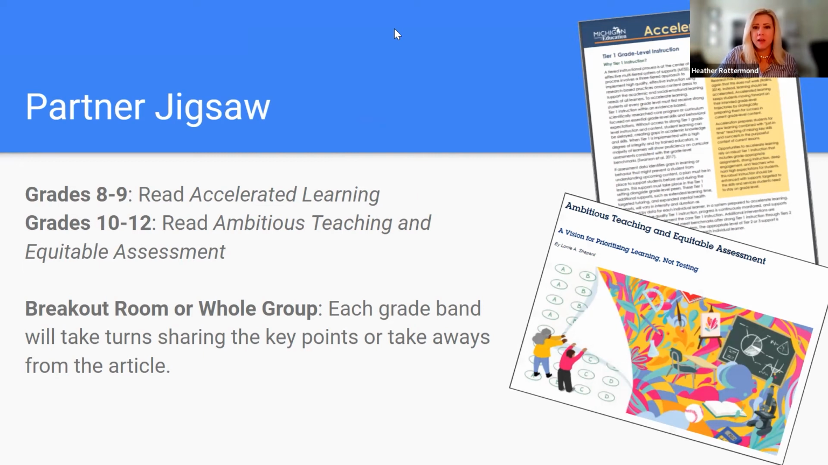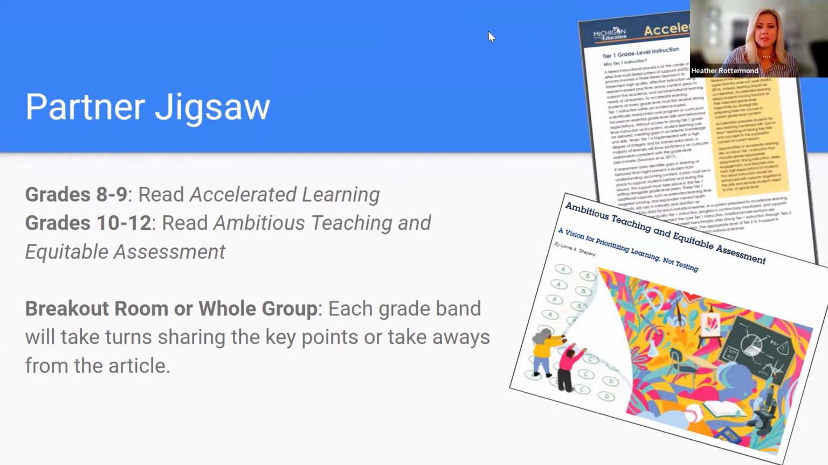There's an article on accelerated learning, which was put out by the Michigan Department of Education. And it's all about what are the characteristics, like what do we mean when we say high quality tier 1 instruction? The other article is called Ambitious Teaching and Equitable Assessment, and it's by Dr. Lori Shepard, and she's out of Colorado Boulder. And she also writes about ambitious teaching. It's a little bit longer of an article, but it's a great read.